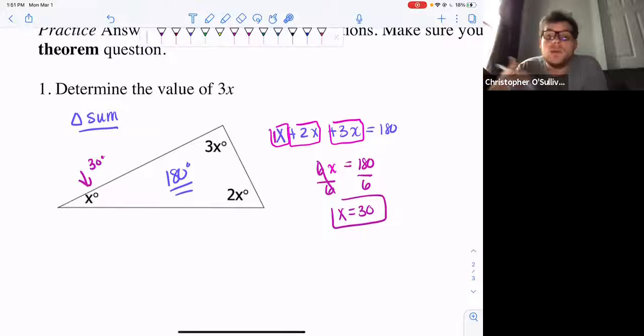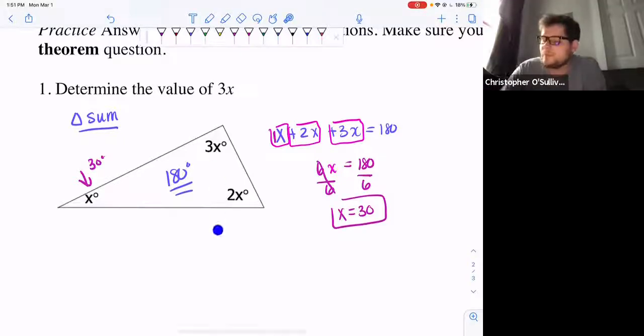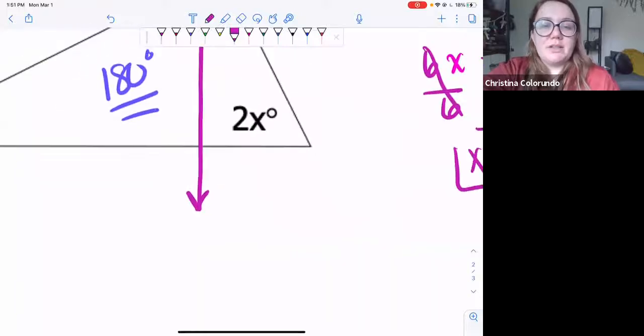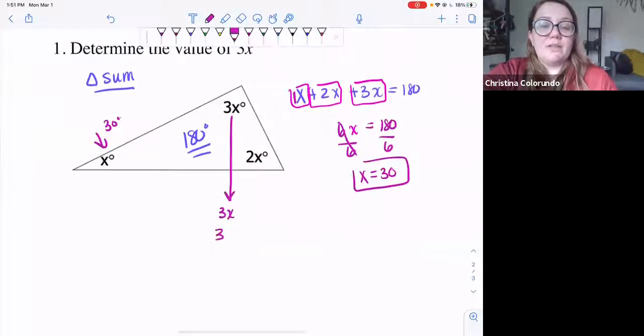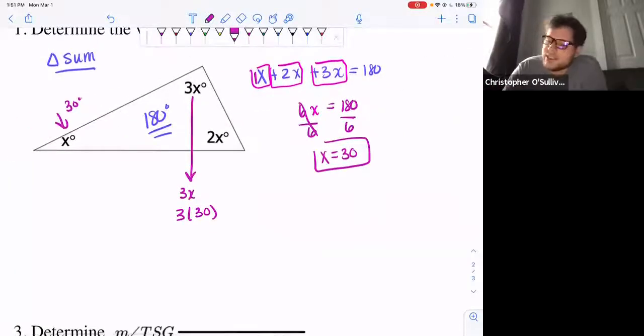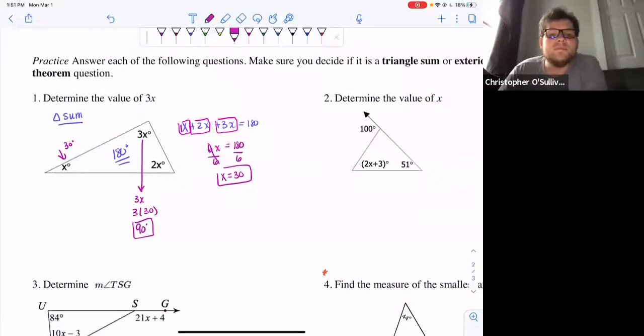So everyone, go ahead, Miss C. So what you're going to have to do is substitute x for the value of x. Perfect. Which means every place where you see an x, you're going to replace that x with the number 30. The question is specifically asking for the value of 3x, which means you're going to have to do 3 times 30. So ladies, what's 3 times 30? 90 degrees. So my final answer is 90 degrees. And that's how you do the triangle sum theorem.